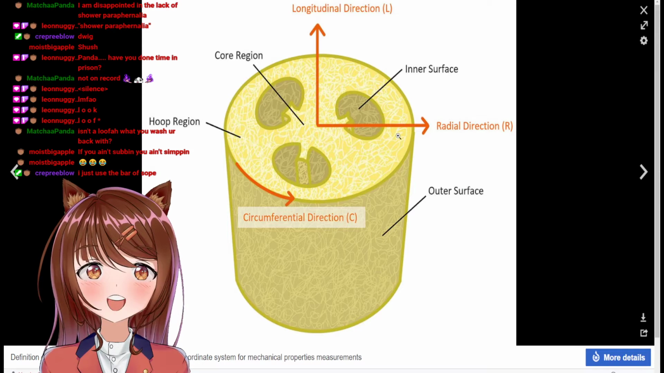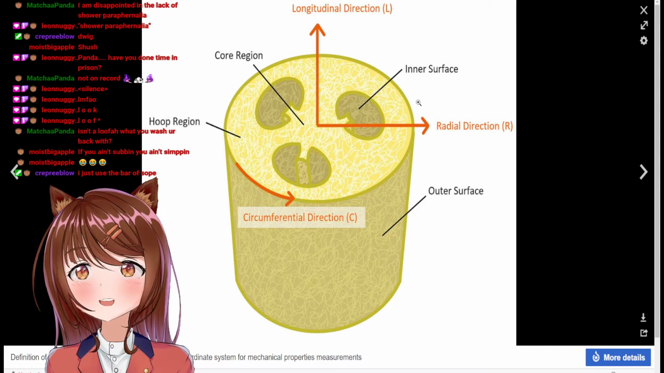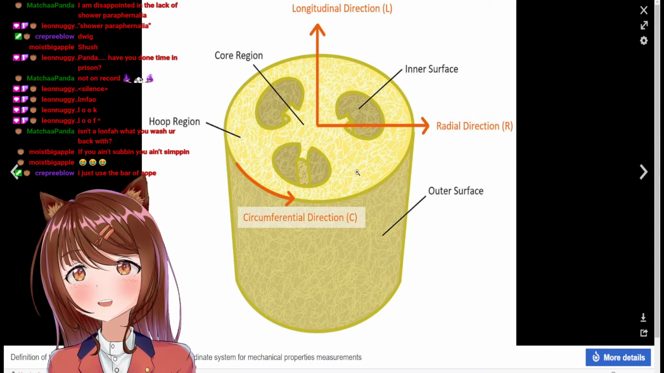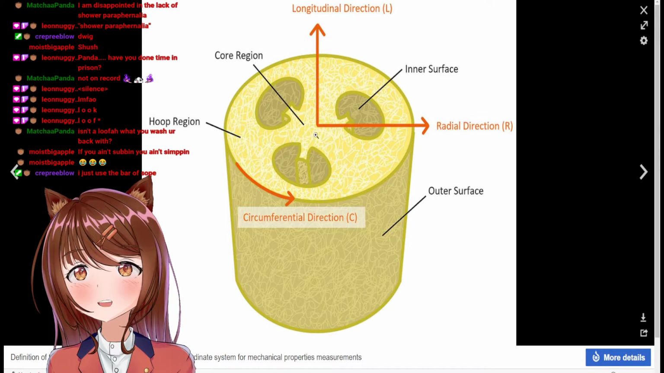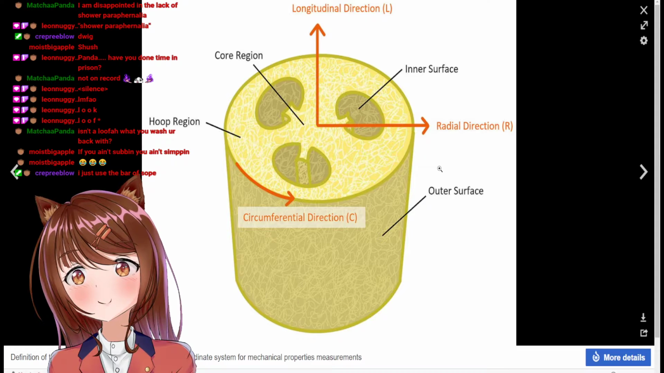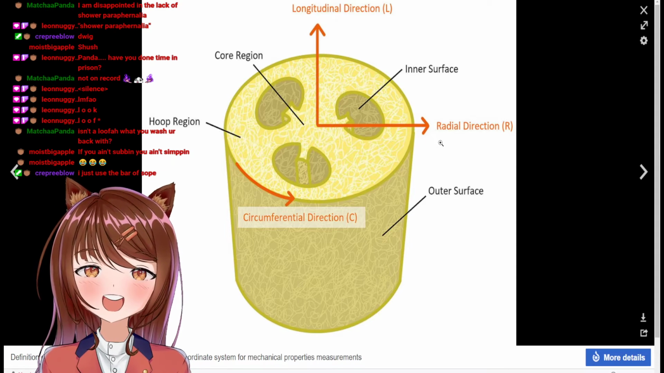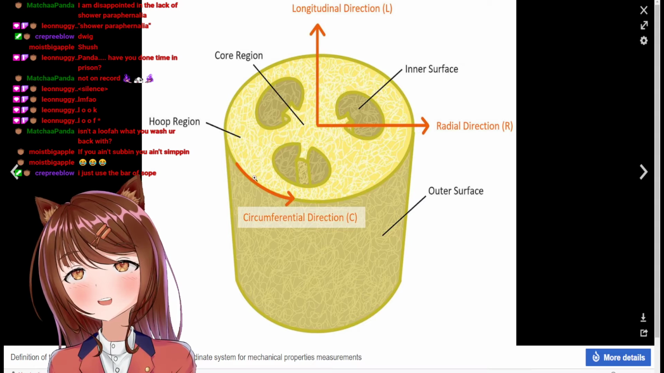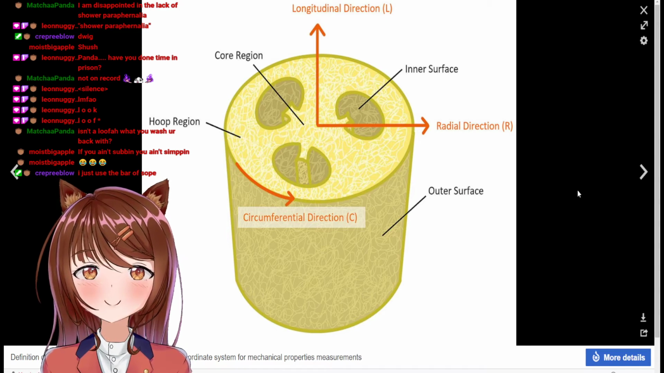Whoa. You just use the bar of soap. So it has a hoop region, which is this inner core region, which is the core. Inner surface, which is where the seeds go. Outer surface, which is the outer surface. And the circumferential direction. It's a circle, boys!